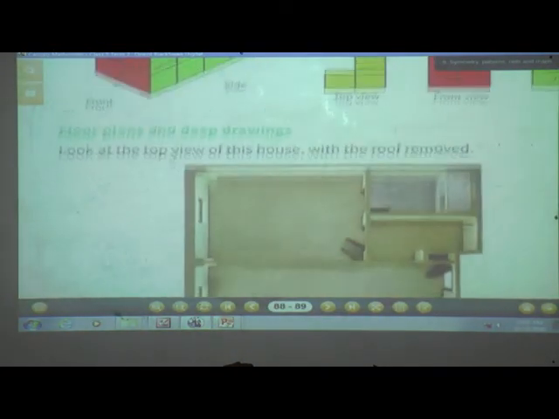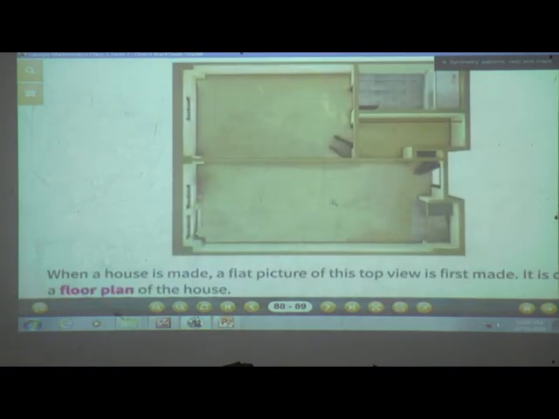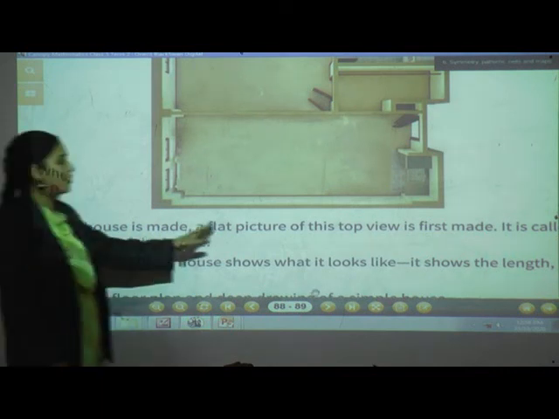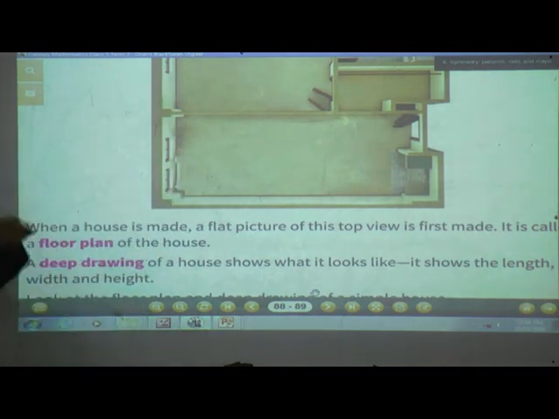Floor plans and deep drawings. Look at the top view of this house. See, with the roof removed, here is no roof, so you can see the top view. When a house is made, a flat picture of this top view is first made. It is called a floor plan of the house. So what is meant by floor plan? When a house is made, a flat picture of this top view is first made. So it is called a floor plan of the house.